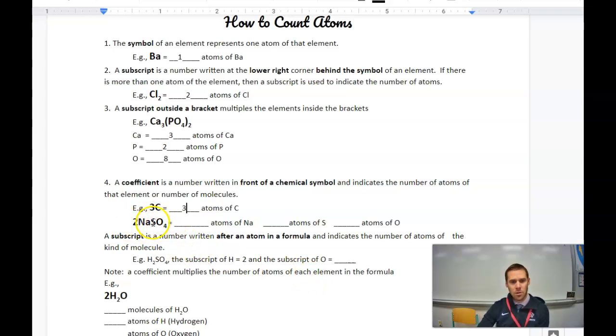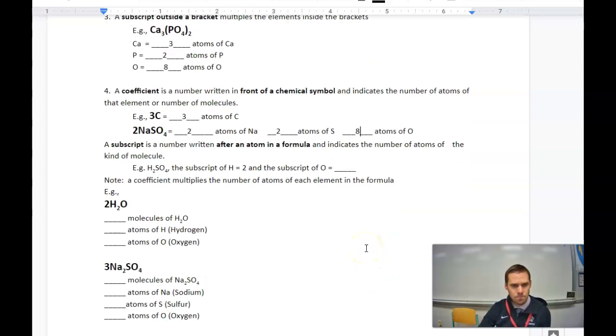Now for this chemical formula, I've got NaSO. I see 3 different capital letters, so that must mean that I have 3 different elements: Na, that's sodium, S is sulfur, and O is oxygen. So remember, I need to use my coefficient as a multiplier throughout the entire chemical formula. So 2 times 1 of sodium, or Na, that's 2. 2 times 1 of sulfur, that's 2 for sulfur. Then 2 times 4 of oxygen, and that is 8 for oxygen.